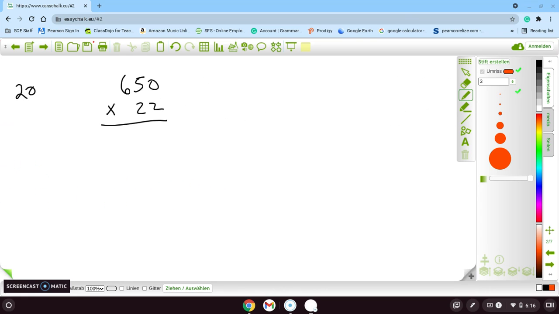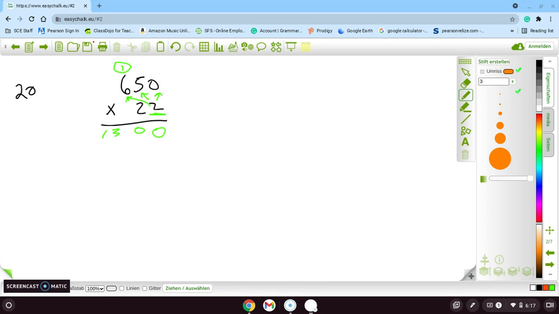For number 20, the problem is 650 times 22. We're going to start with the 2 in the 1s column. So again, I'm going to take 2 times 0, 2 times 5, and then finally 2 times 6. 2 times 0 is 0. 2 times 5 is 10. I'm going to regroup my 1. 2 times 6 is 12. Plus 1 is 13. So my partial product for the first one is 1,300.